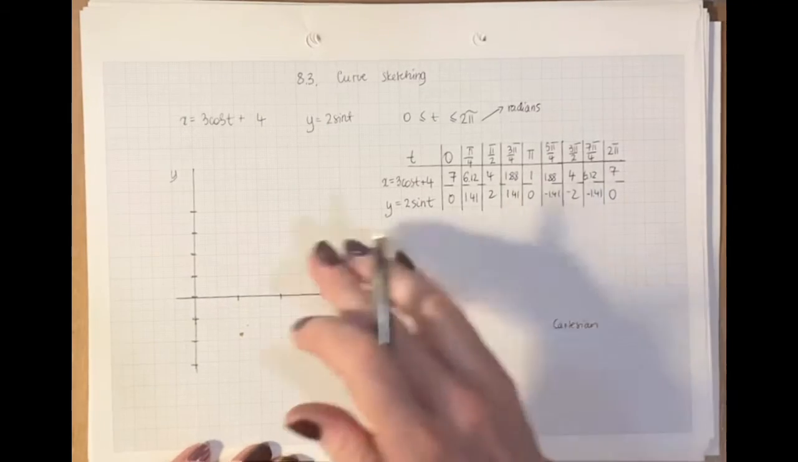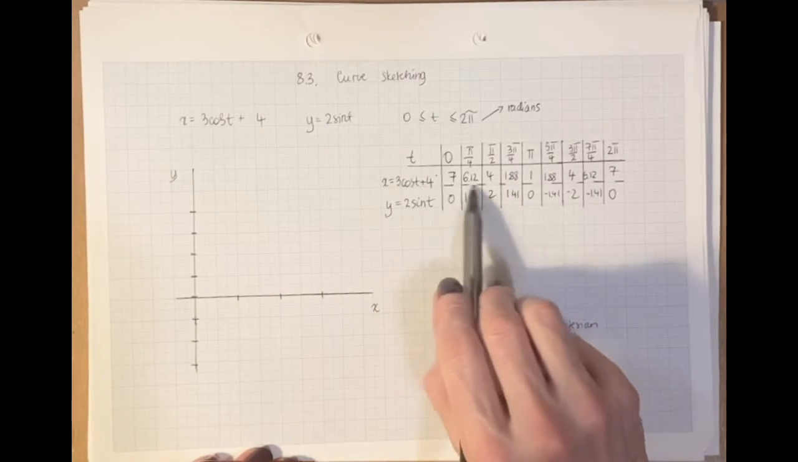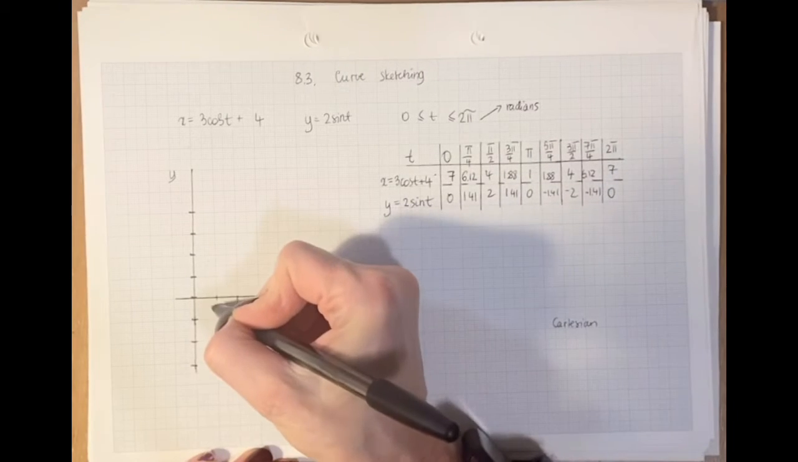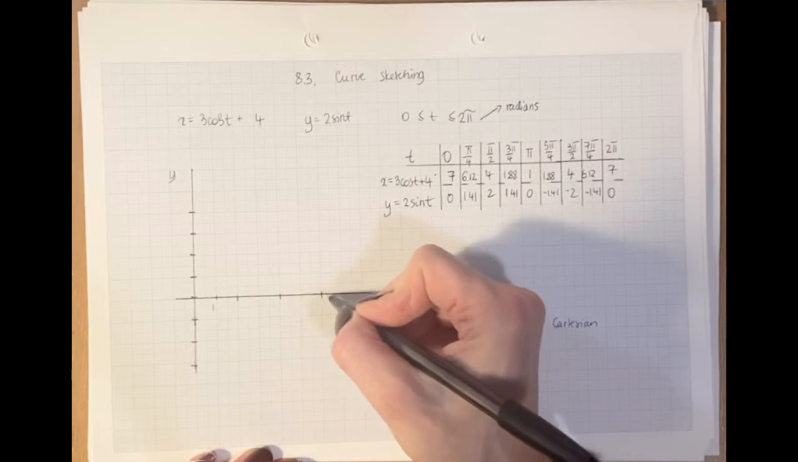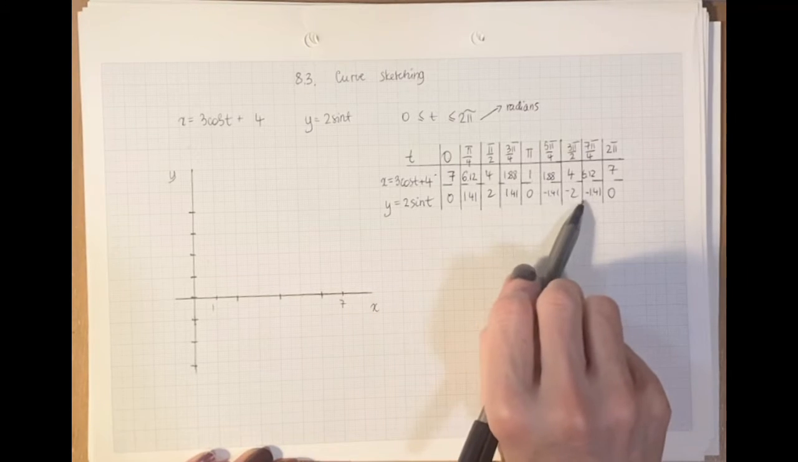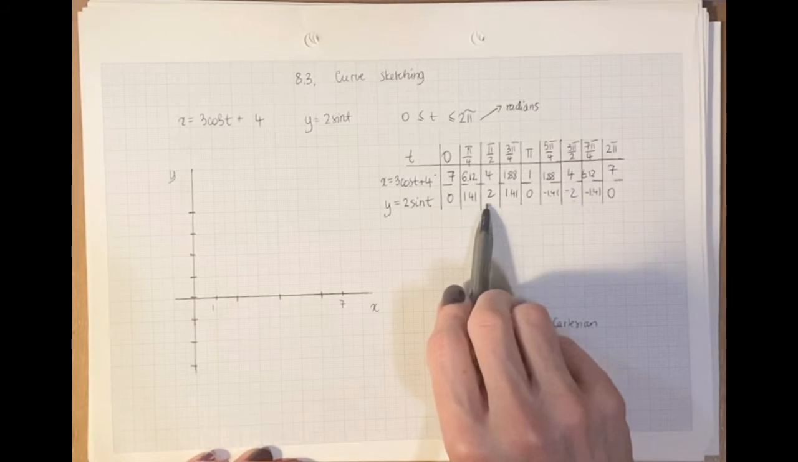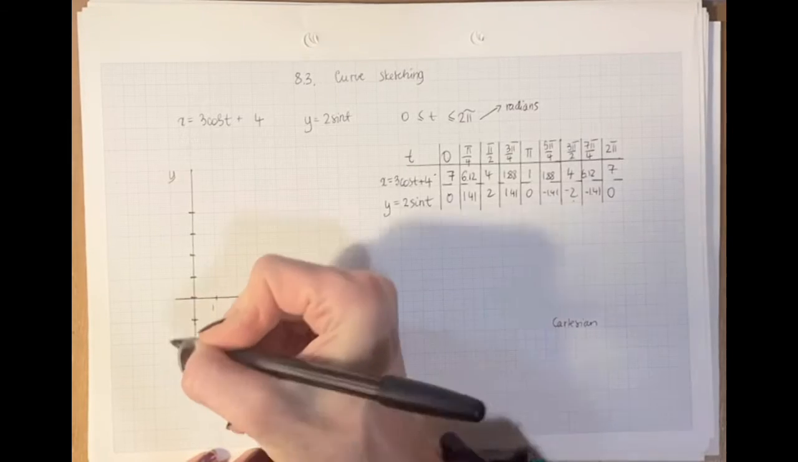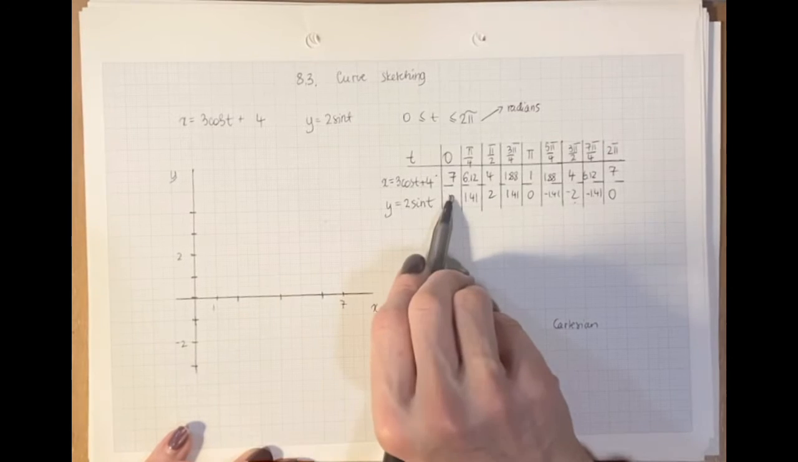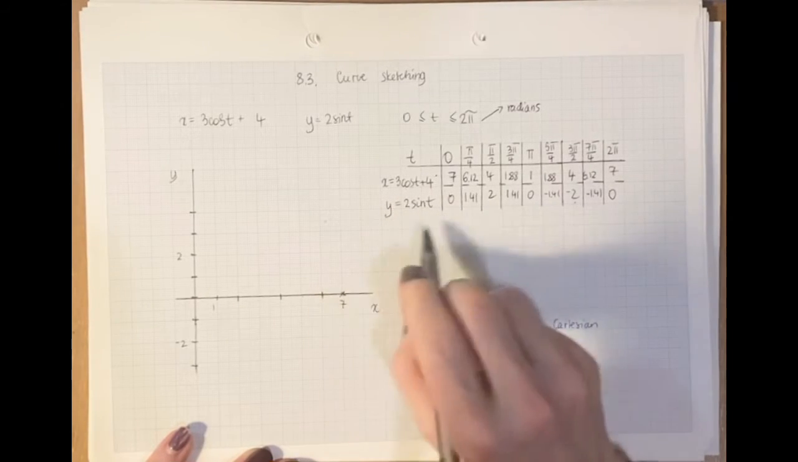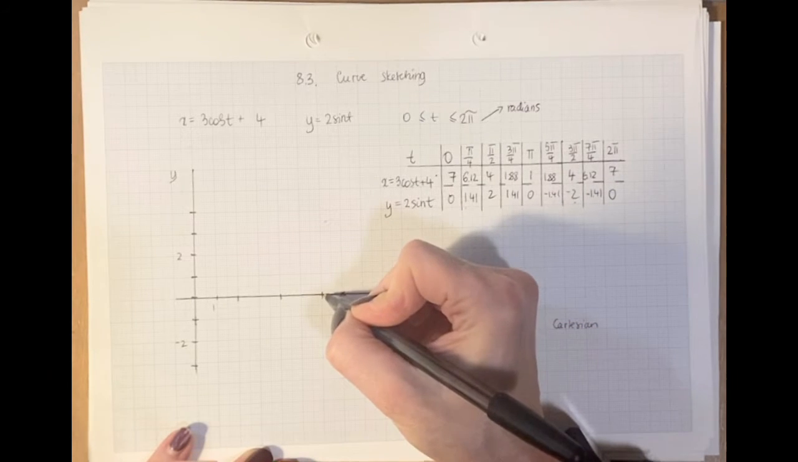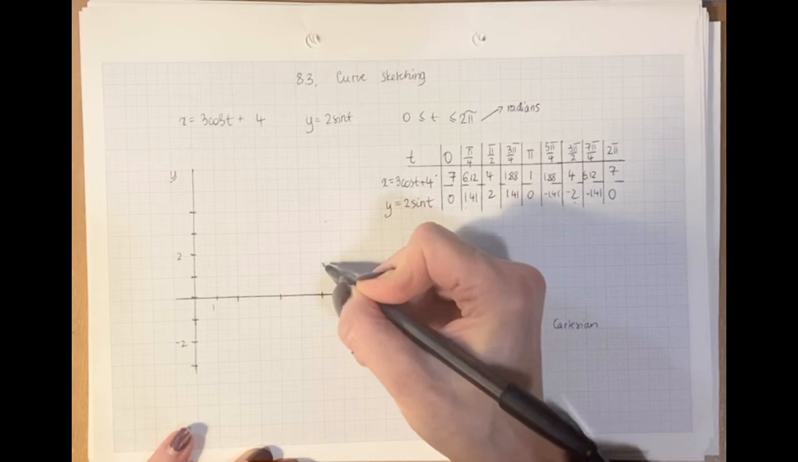Okay, so let's just plot these values. The lowest value of x is 1, the highest is 7. So if that's 1 here, 2, 3, 4, 5, 6, 7 will be here. The y values, the lowest value is minus 2, the highest value is 2. There you go. Let's plot the points. So 7, 0 is the first point, 6.1, 1.4 is somewhere here.